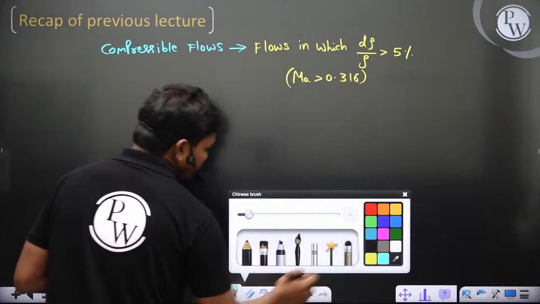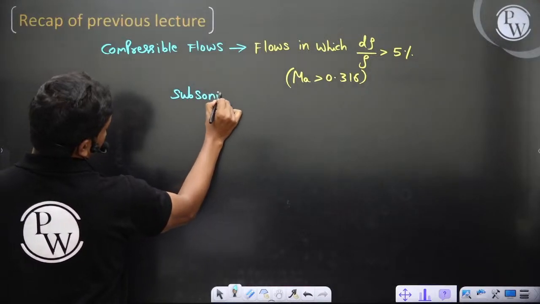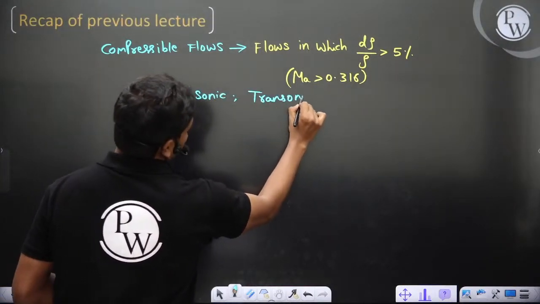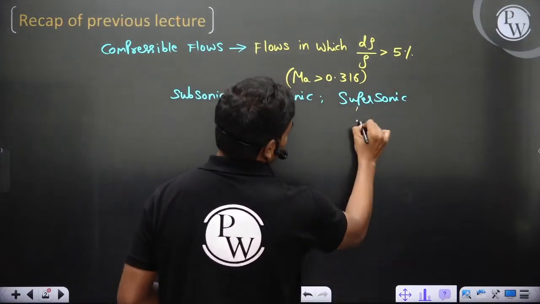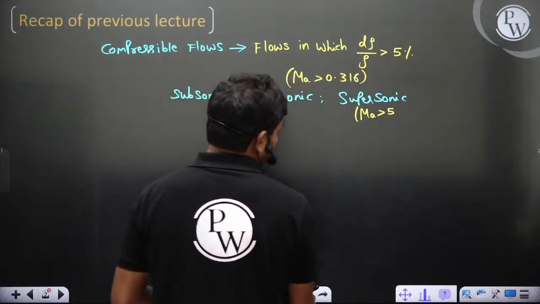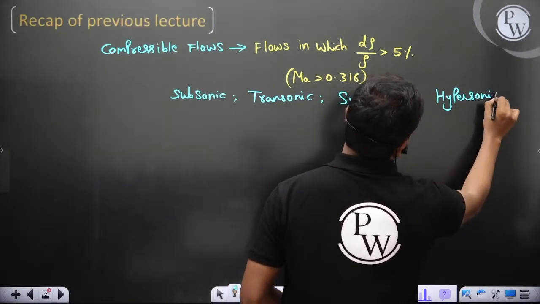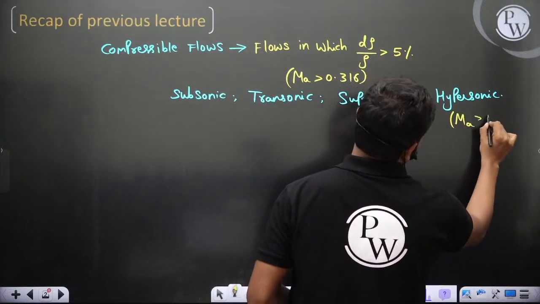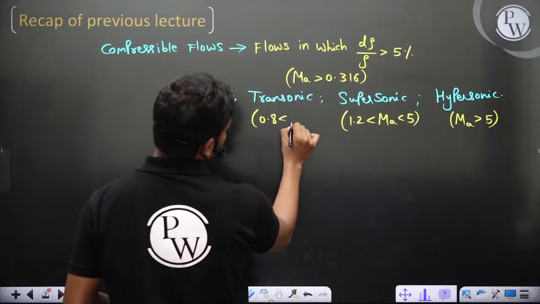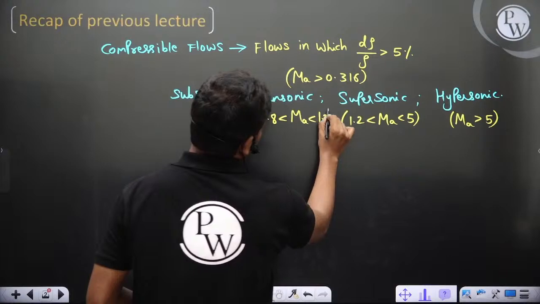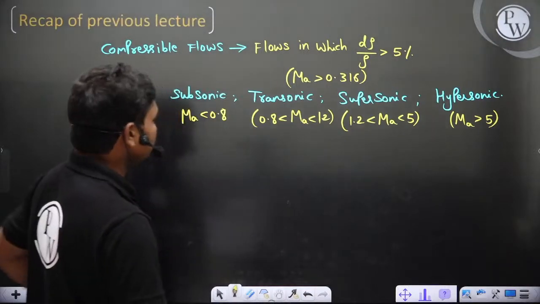Depending on the values of the Mach number, we classified the flows as subsonic, transonic, supersonic, and also hypersonic. Typically for hypersonic, Mach number is more than 5; for supersonic it is somewhere between 1.2 and 5; for transonic, 0.8 less than Mach less than 1.2; and for subsonic, Mach less than 0.8. Now, these are the types of flows.